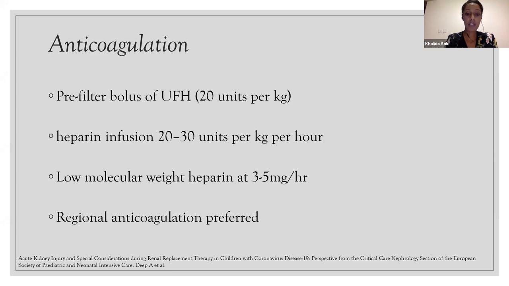Regional anticoagulation is preferred, but due to technicalities on the ground, as Dr. Were said, this is not the time when we would want to start experimenting with new things. This is the time when we would use the tried and tested and what the unit is comfortable with. So we have been using low molecular weight heparin, and we have been using heparin infusions for our patients that have required renal replacement therapy. Next slide.